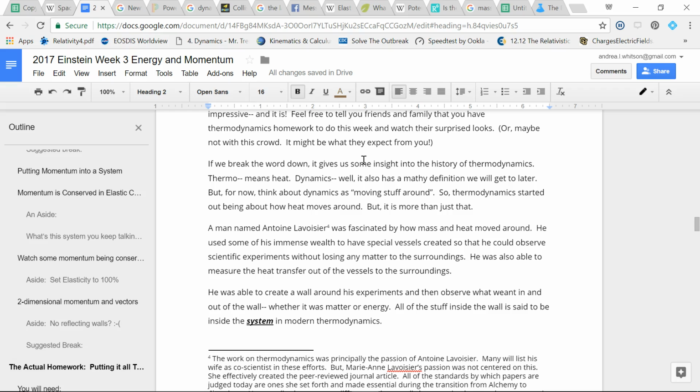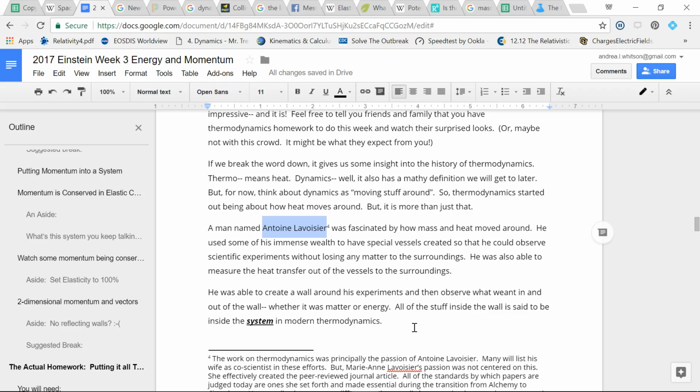One of the people who was looking at this was a very famous person in the beginning of chemistry. His name was Antoine Lavoisier. He was fascinated by how mass and heat moved around in an experiment. He used his enormous wealth, he was a very wealthy person in France, to create vessels that wouldn't explode or implode when he was doing experiments, so that he realized that the mass might move around, but it stayed the same.